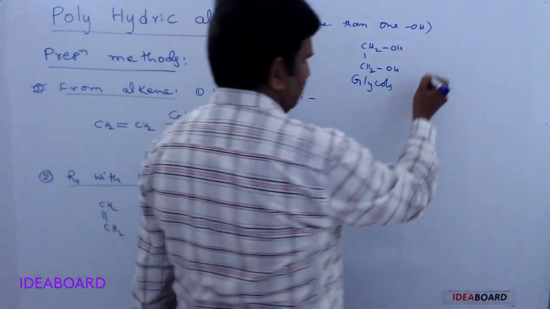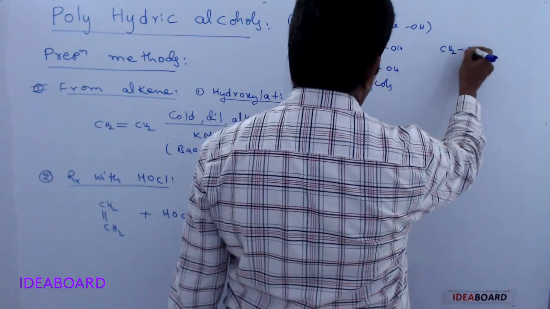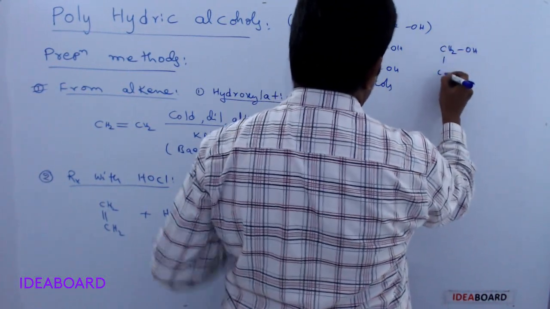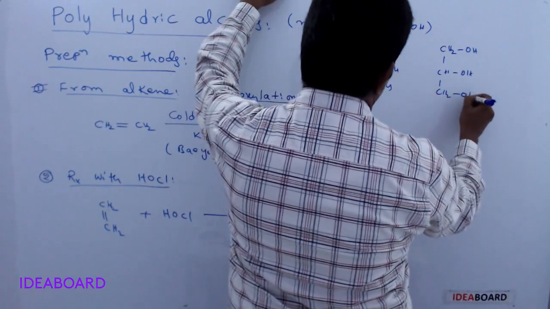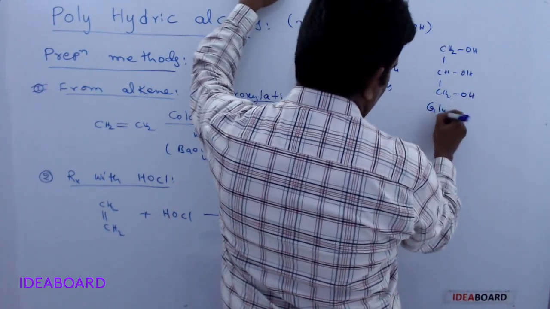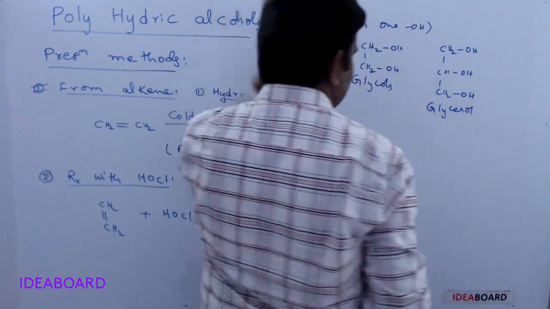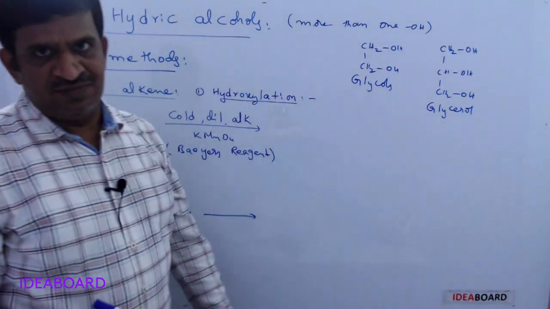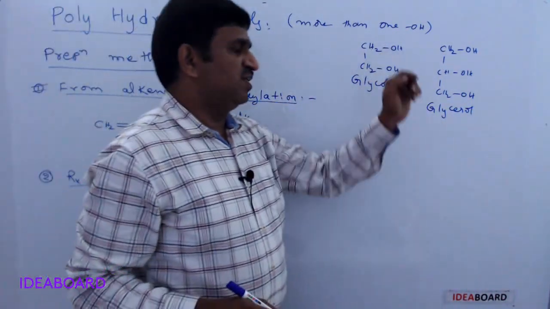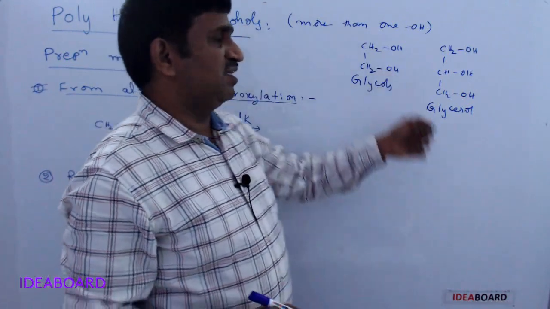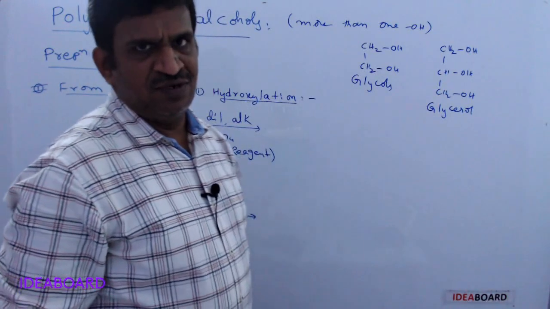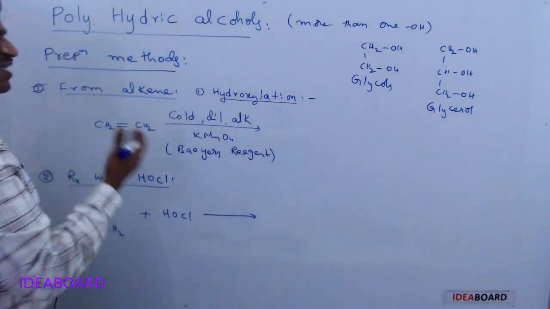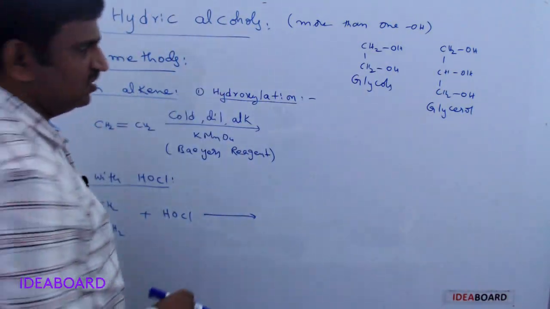Next, the compounds with three OH groups, CH2OH, CHOH and CH2OH, are commonly called glycerols or glycerin. So the two OH group dihydric alcohols are polyhydric, and glycerol, a trihydric alcohol, is also polyhydric. Now we will learn first about dihydric alcohols, next we will go for trihydric alcohols.